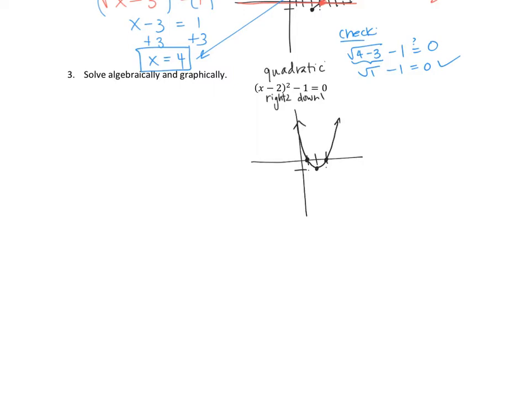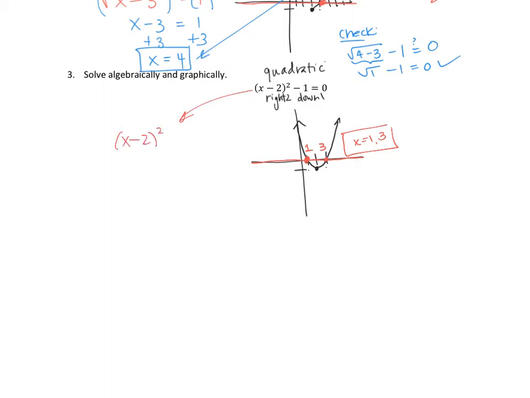Looks like our solutions where we cross the x-axis are happening right here at 1 and 3. So when x equals 1 or x equals 3 looks to be our solutions. So let's see algebraically how that looks.